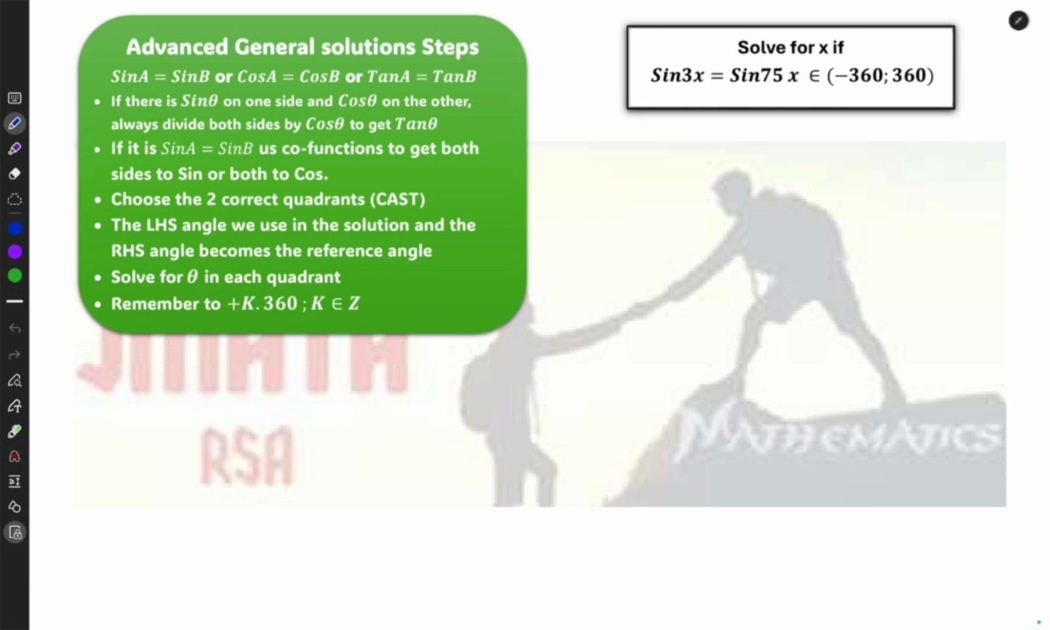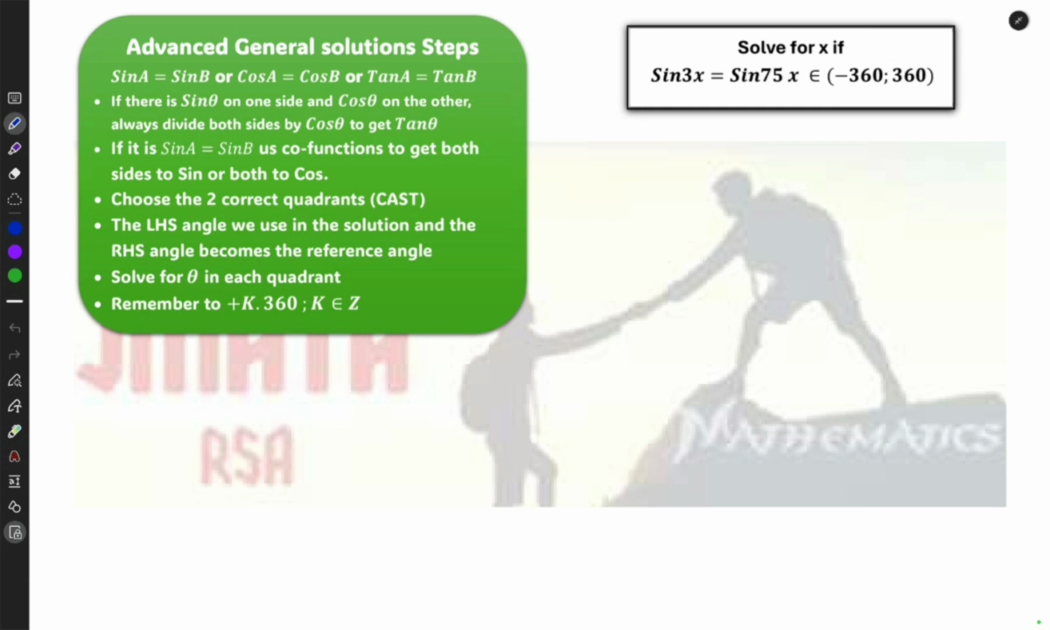So in that case, you will have to use co-functions, and then we are going to do a few other steps as well to get to the answer. So let me start with an easy example, and then I'll run through the steps. But you're welcome to pause the video here, copy down these steps, and then we will apply it to every sum. Question 1. If sine 3x is equal to sine 75, and x is an element of minus 360 to 360, solve for x.